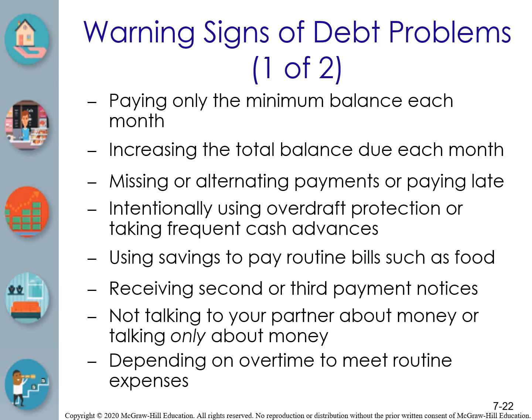At any rate, this is a sign that you're running into trouble if you can only pay the minimum balance each month on an ongoing basis. And on top of that, increasing the total balance due each month. So continuing to borrow more and keep paying the minimum balance. Missing or alternating payments or paying late.